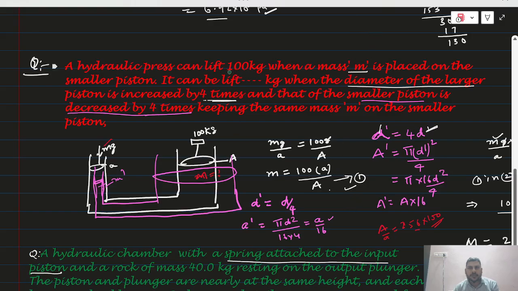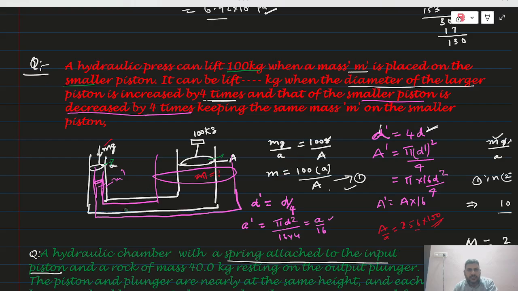Can lift the 100 kg, sorry, when mass m is placed on the smaller piston. So the smaller piston has cross-sectional area a, and the big piston has outlet area capital A. On the small piston I am keeping a small mass m, and I can lift 100 kg. That is equal to mg by A equal to 100 g by A, according to Pascal's law. Then m is equal to this much. This is the mass. They will ask us for mass sometimes in some questions.